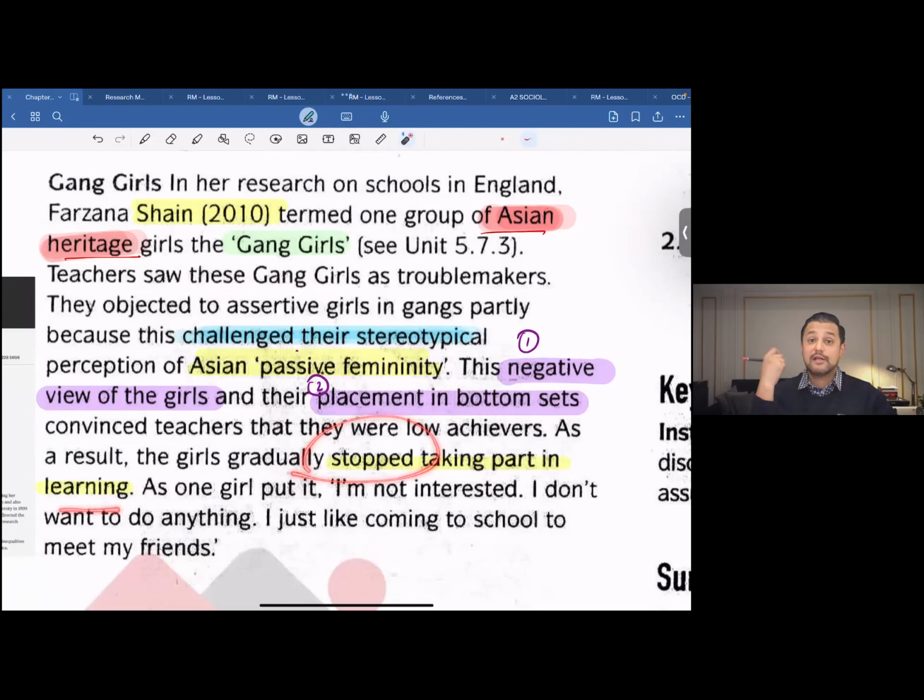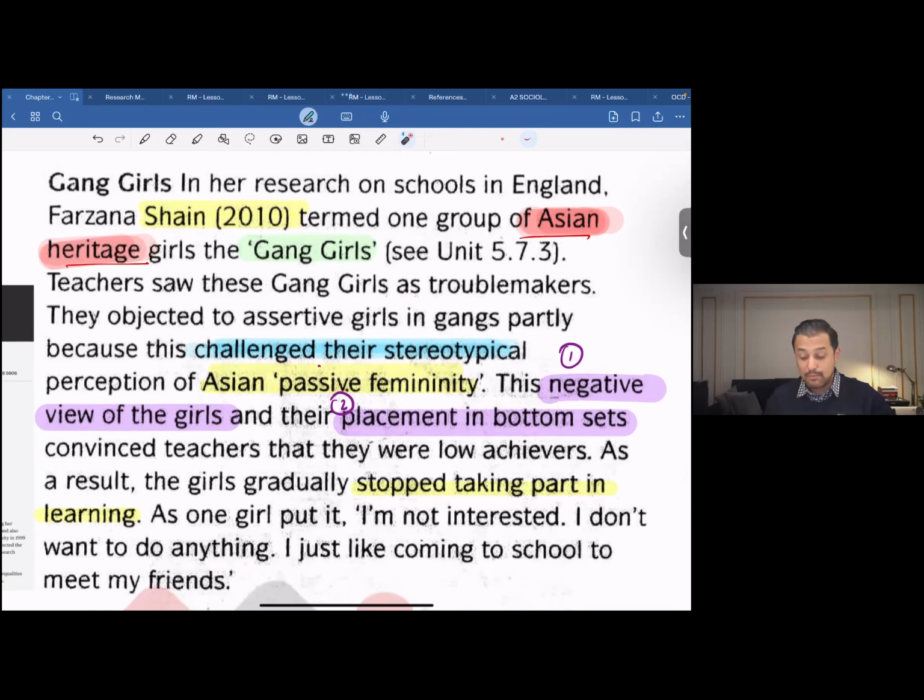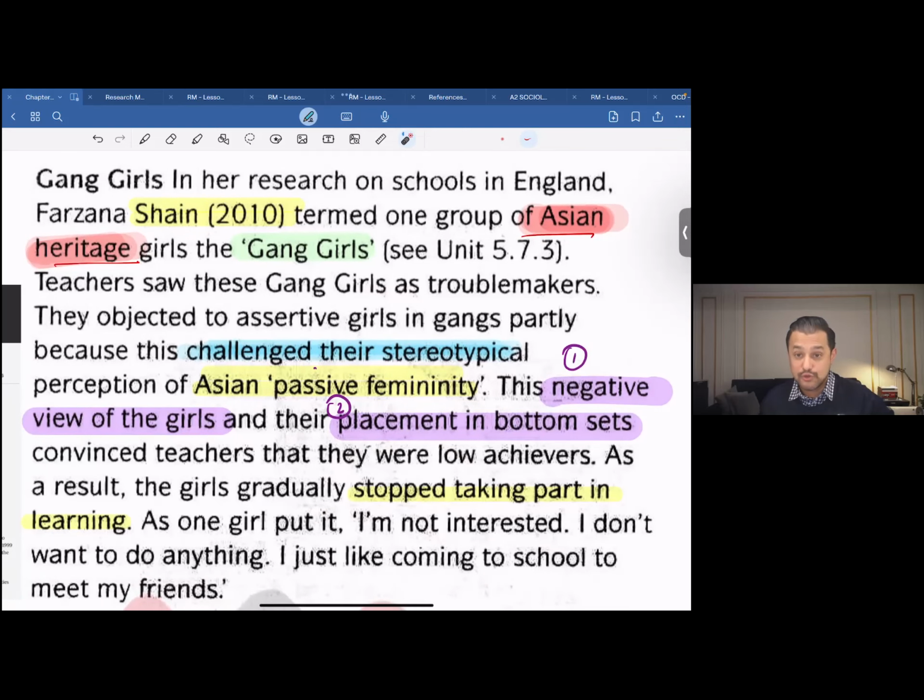Like we've discussed in earlier lessons, the perception held by teachers could have an impact, could be a positive impact and could be a negative impact too. As a result, the girls gradually stopped taking part in learning. As one girl puts it, I'm not interested. I don't want to do anything. I just like coming to school to meet my friends, which again would have translated into that particular group not performing very well in education.